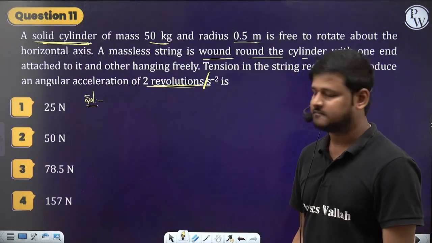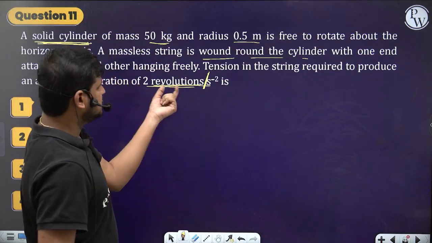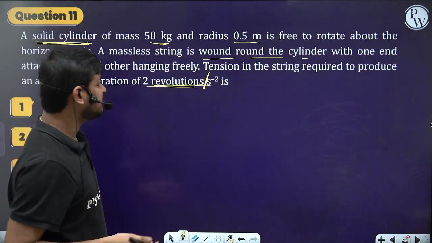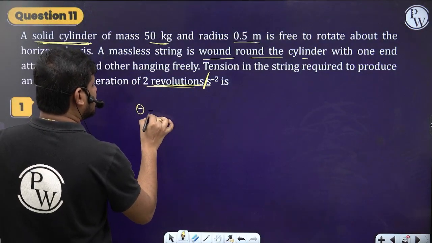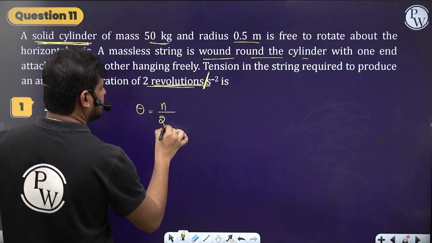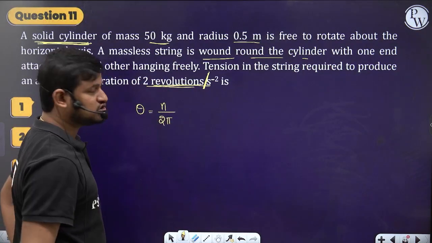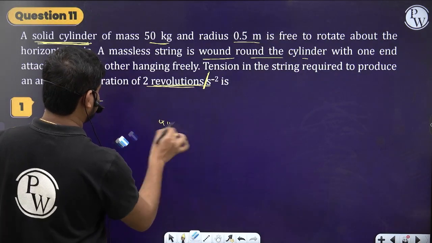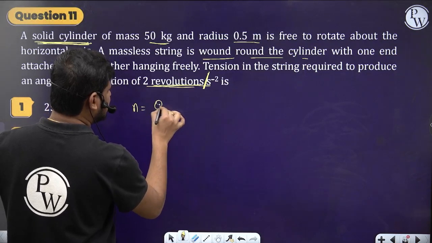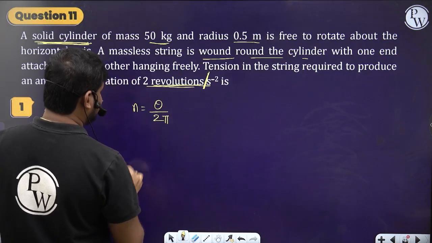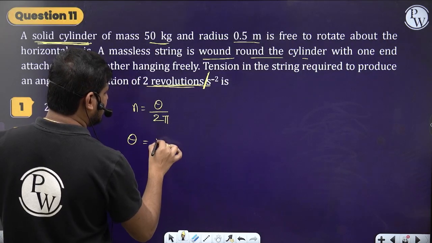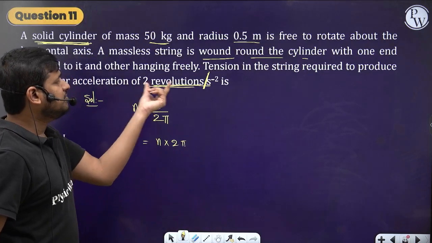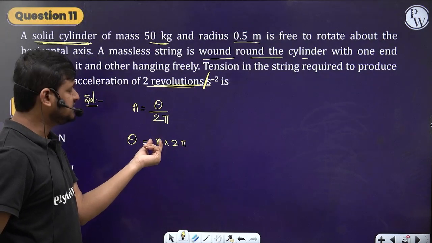So logic point. See, in 1 second, it's going 2 revolutions per second. 2 revolutions per second square means, we already know that the angular displacement theta is equals to n into 2 pi. Sorry, the number of revolutions is equals to theta by 2 pi. Now, what is the total theta here? n into 2 pi. For each revolution, it makes 2 pi, right? So then, it's already making 2 revolutions, so 2 revolutions means 2 into 2 pi.